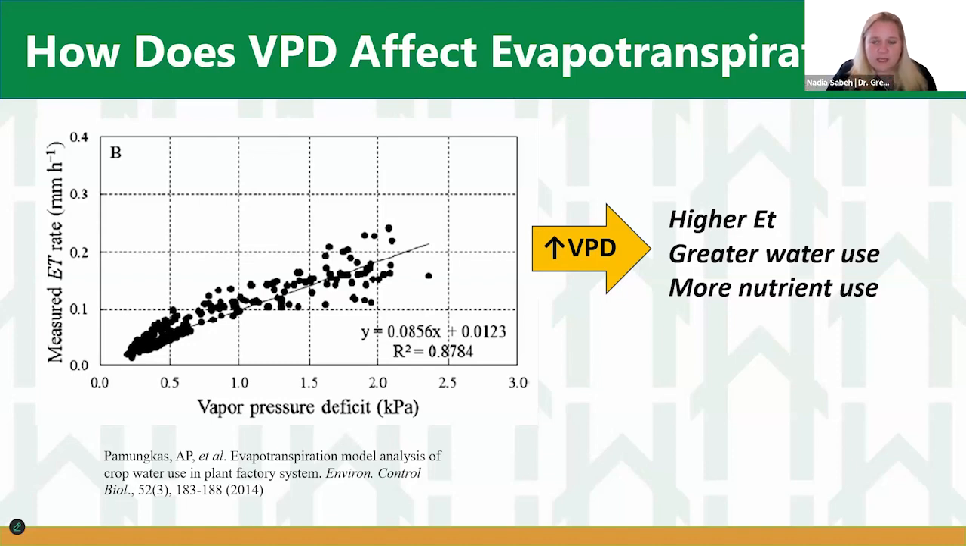So one thing I want you to keep in mind is that if you have a high VPD and your plants are transpiring and evapotranspiring at a high rate, then you might need to water them more and deliver more nutrients in order to prevent them from wilting because they run out of water at the root zone.